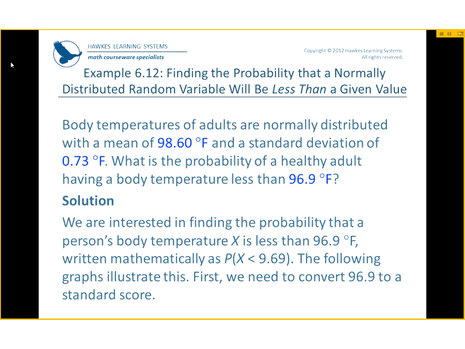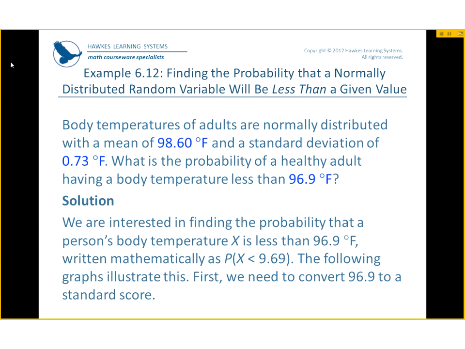This is finding a probability that a normally distributed random variable will be less than a given value. Remember, that means less than the mean. Body temperatures of adults are normally distributed with a mean of 98.60 degrees Fahrenheit with a standard deviation of 0.73 degrees Fahrenheit. What is the probability of a healthy adult having a body temperature of less than 96.9 degrees Fahrenheit? So we're looking for less than 96.9.